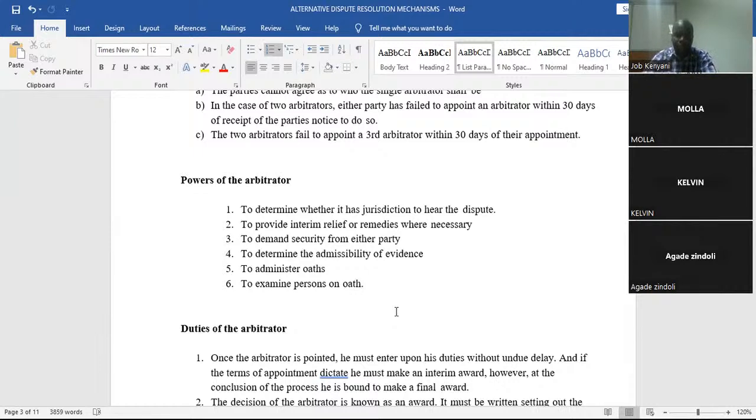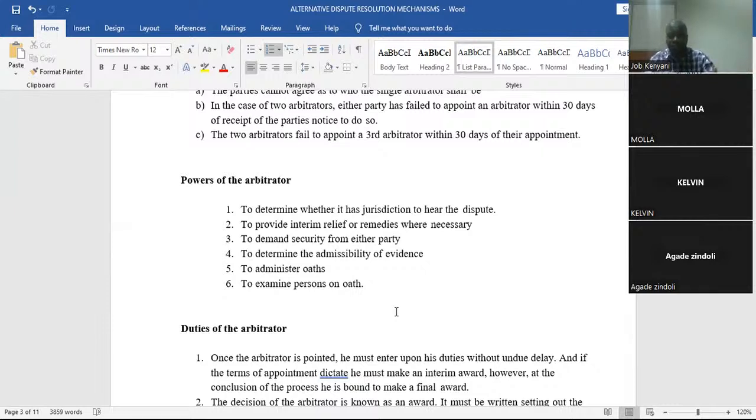And then to demand security from either party. It is a high-profile dispute involving a lot of money, billions. So even the arbitrators are fearing for their lives. Maybe one of the affected parties is thinking that the arbitrator will rule against him, so he is fearing for his life.